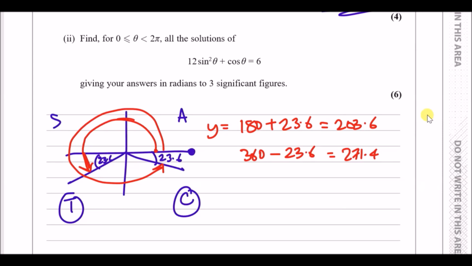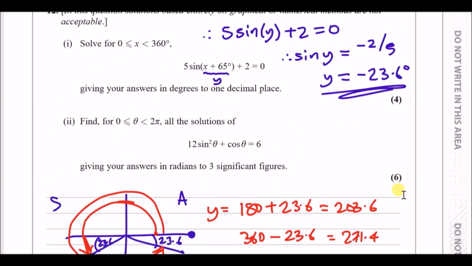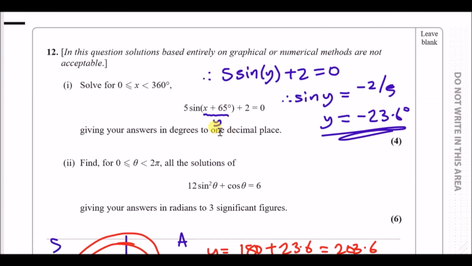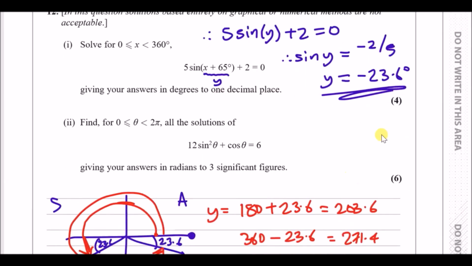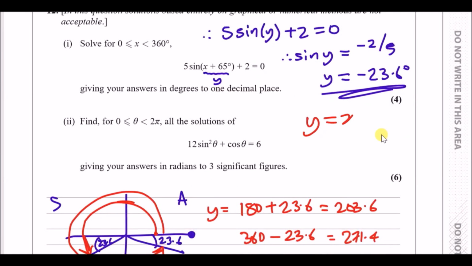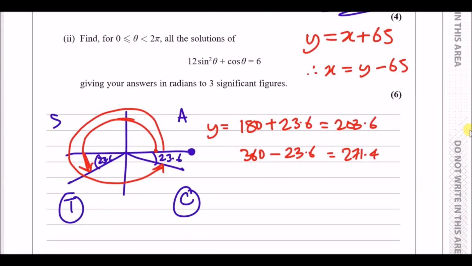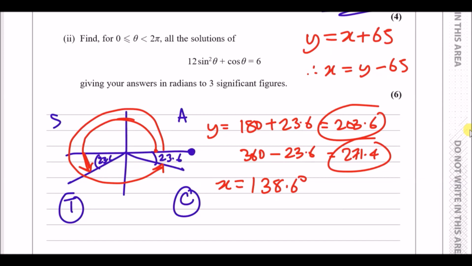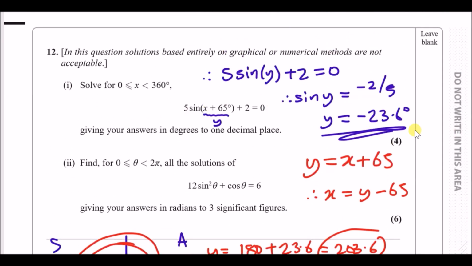Okay, so we're actually pretty much done here. Now, just remember, these are the values for y, yeah? And we said here, let y equal x plus 65. So let me recap: y equals x plus 65, therefore x is going to be y minus 65. So to get x values, we're going to subtract 65 from both of these. Doing so, you're finally going to get 138.6 degrees and 271.4 degrees. And that's it, guys. You've literally got every value in the range for part 1.